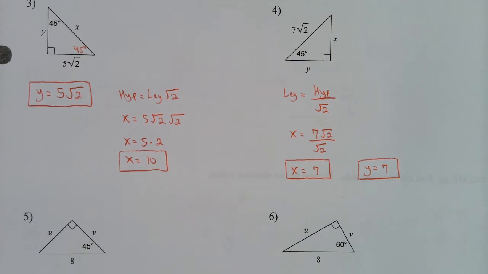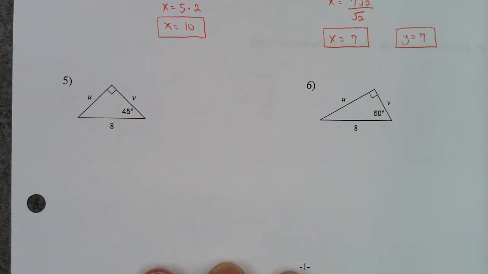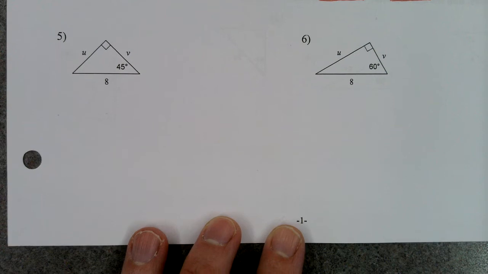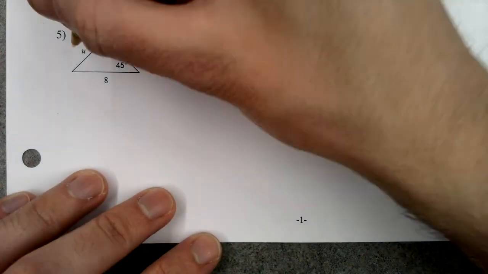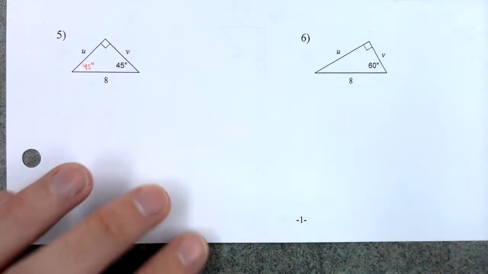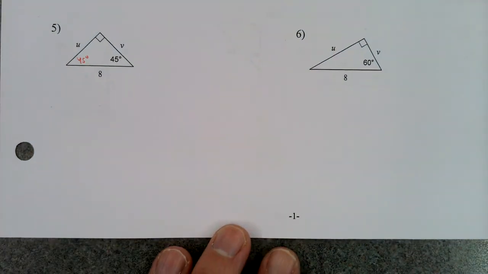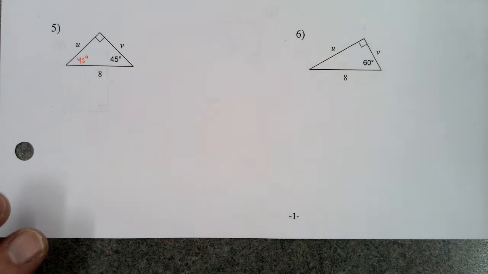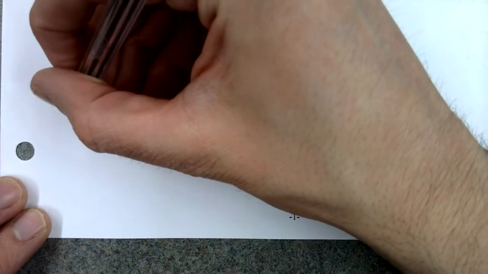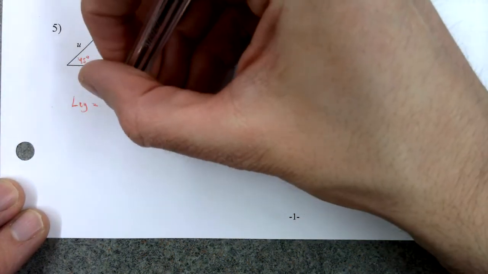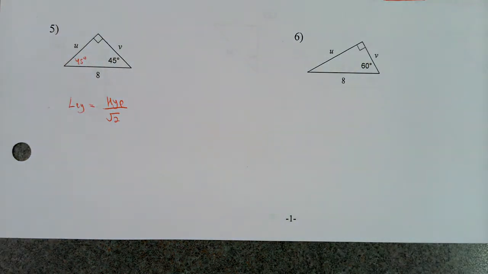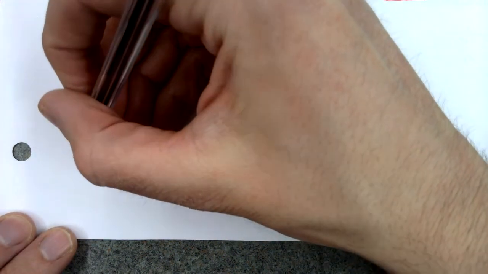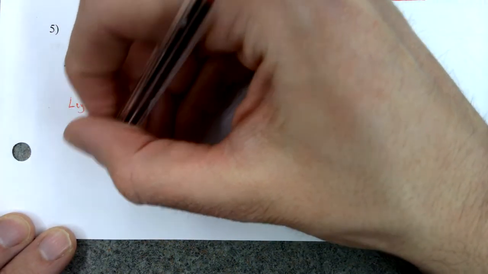Number 5 is the hardest one on this type of problem. Label this angle as 45. This time you have to find a leg. Again, leg equals hypotenuse divided by square root of 2. So the leg, let's start with u, equals 8 divided by the square root of 2.